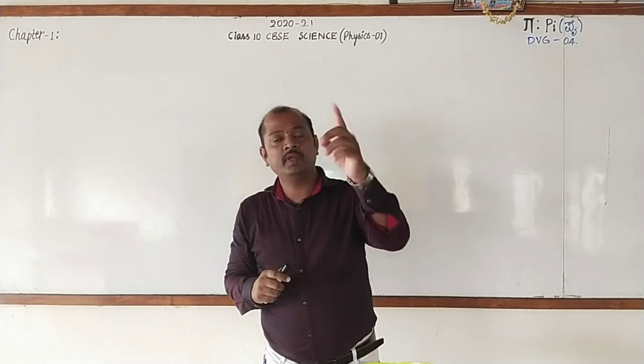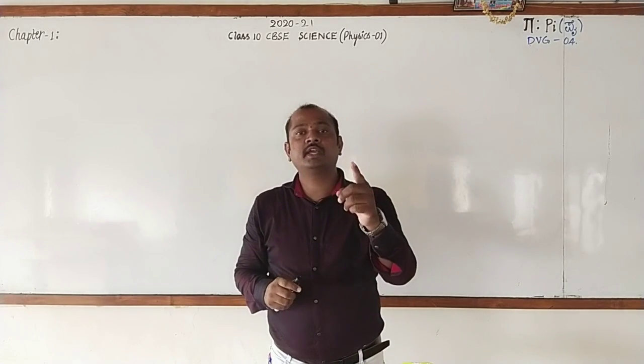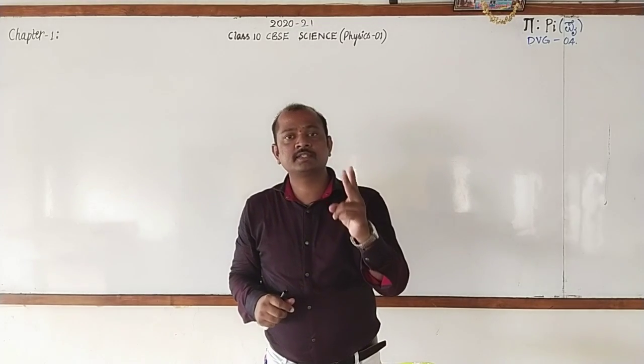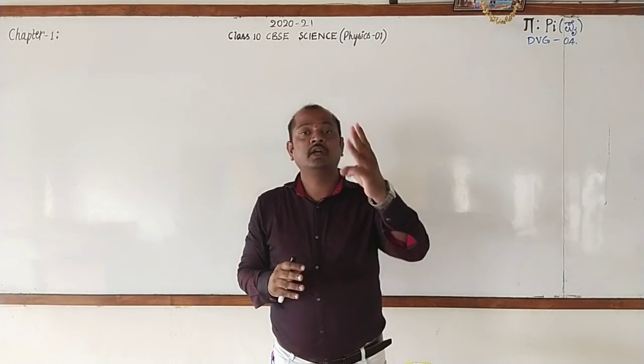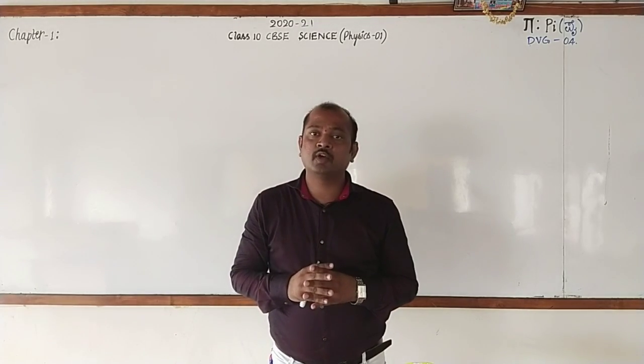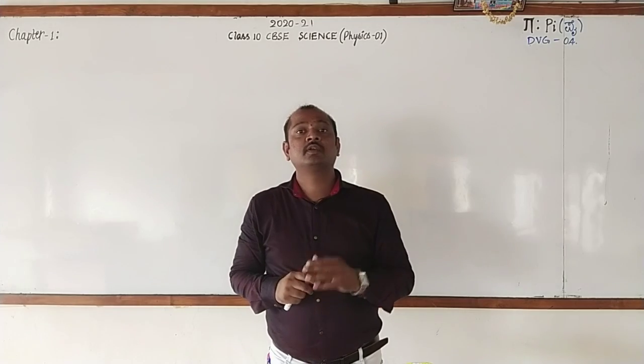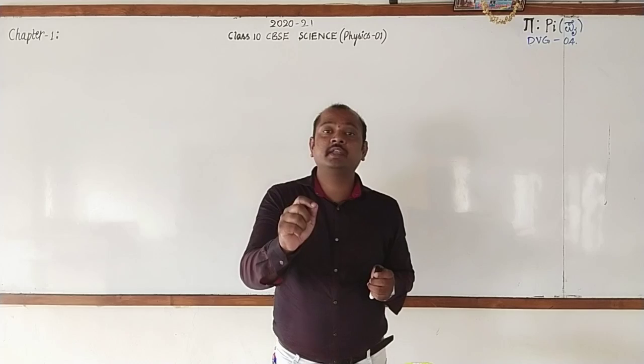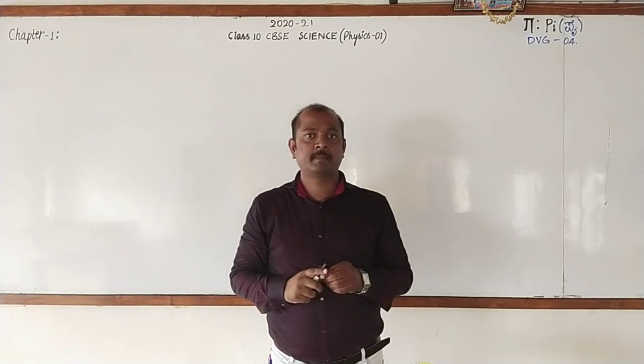They are: the very first one is chemical reactions and equations, second one is acids, bases and salts, third one is metals and nonmetals, fourth one is carbon and its compounds, and fifth one is periodic classification of elements.